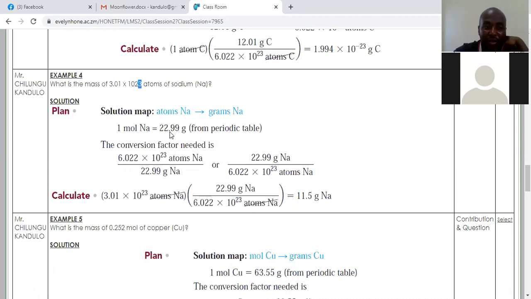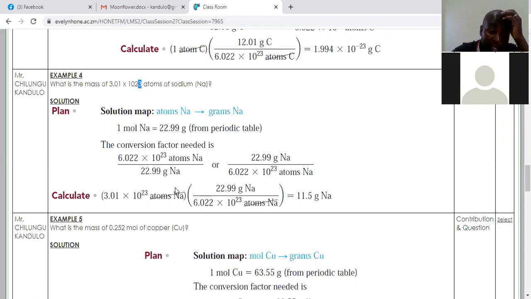So the molar mass for sodium is 22.99 grams. You make conversion factors everywhere. So you make sure that the molar mass is on top, because you want the atoms to cancel. So you put Avogadro's number at the bottom: 6.022 times 10 to the power 23 atoms sodium per mole, per molar mass. Then you multiply if it is per mole, and you divide if it is at the bottom.